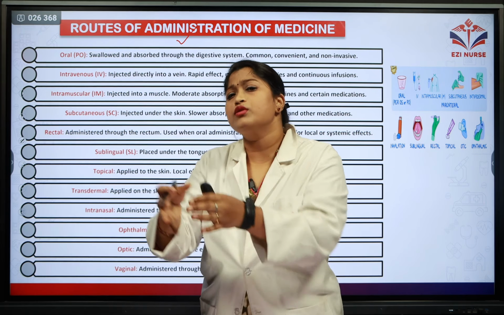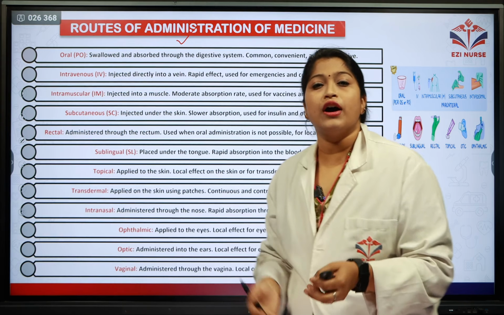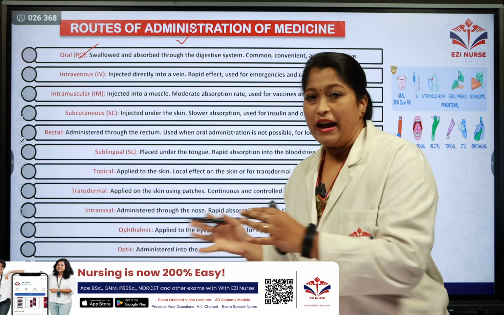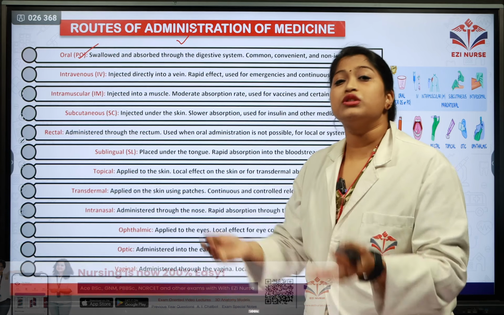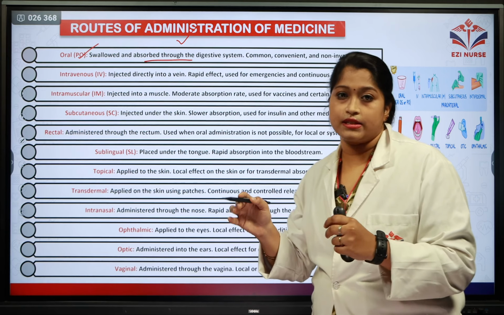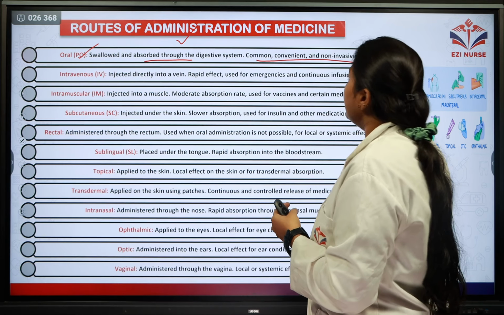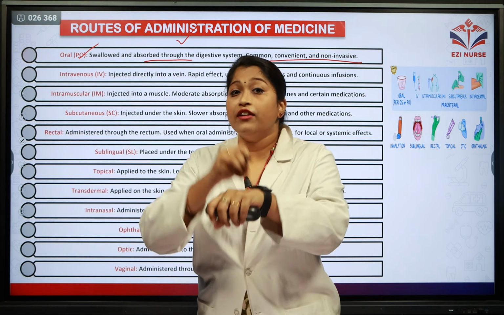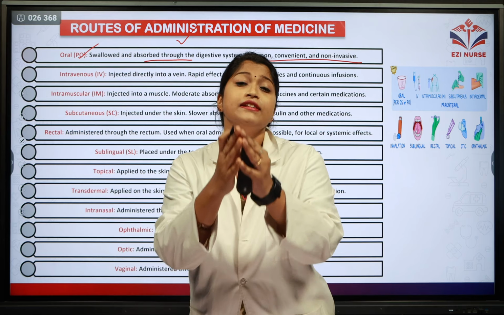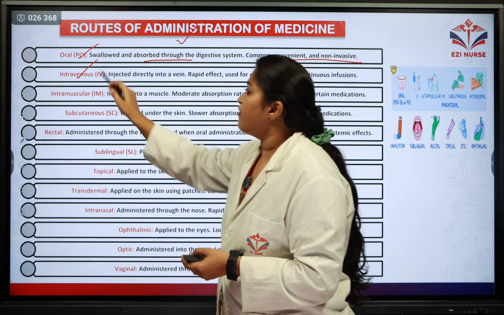Coming to the second question, the routes of administration of medications. There are different routes by which we can administer any kind of medication. The first route is the oral route, also called PO in medical terms. Medications are swallowed and absorbed through the digestive system. You're swallowing it through your mouth. It is a common, convenient and non-invasive process. You're not invading the skin, and it is one of the most common and convenient forms of giving medications to the patient.